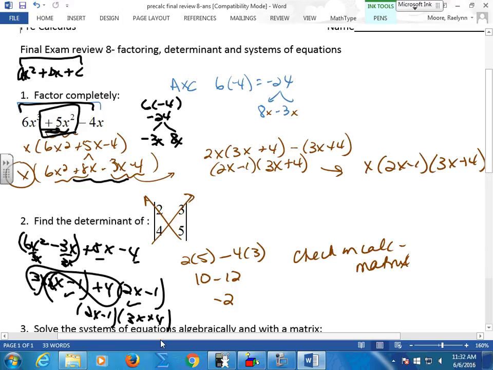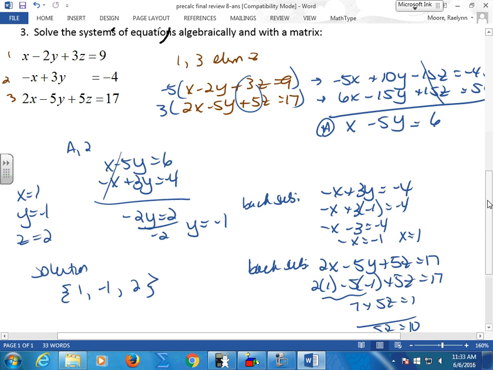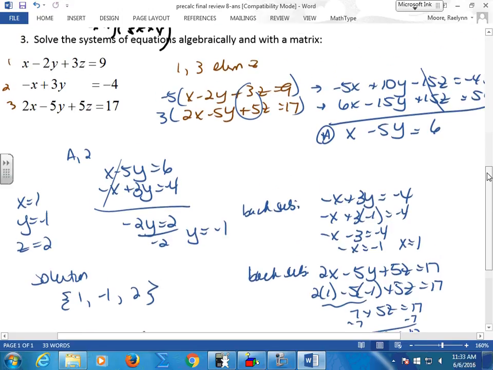Determinant. Make sure you can find a determinant algebraically. Don't put it in your calculator. Show me the work. Remember, multiply up here, minus, multiply here. And your last one, I think, is the systems of equations. Right? And everybody's okay with the systems of equations?